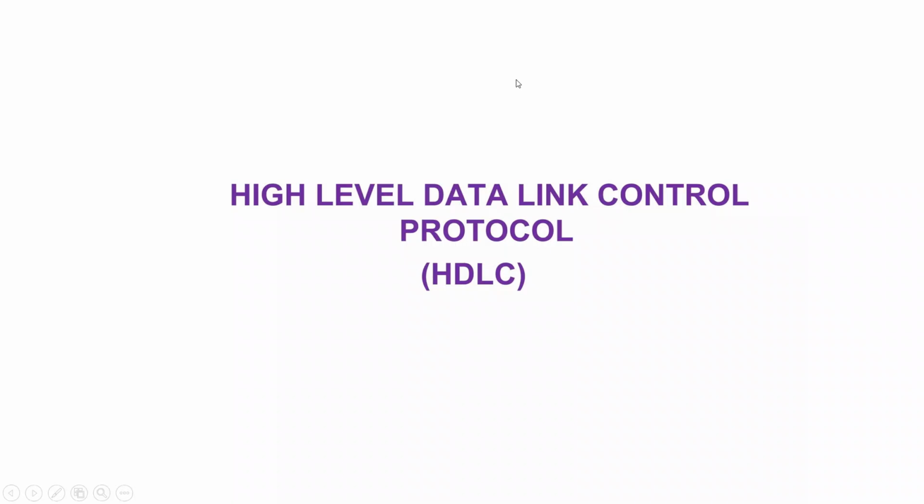Today we are going to see an important topic in communication networks. That is Unit 2, Data Link Layer. The topic is High Level Data Link Control, that is HDLC, a protocol that is most widely used today. We can see it one by one.